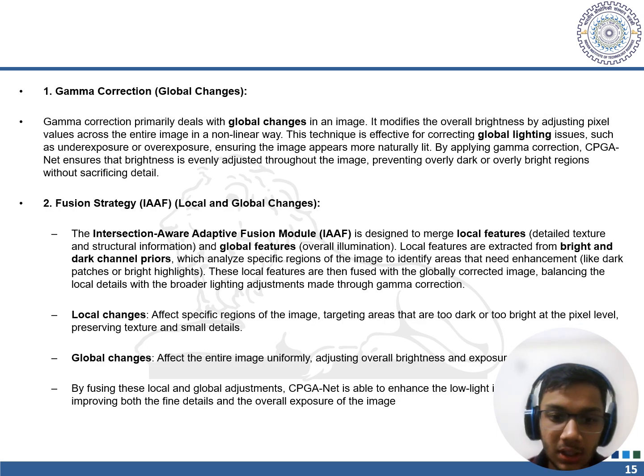Before proceeding, let's discuss gamma correction and the fusion strategy a little bit more. Basically, gamma correction deals with global changes in the image. It modifies the overall brightness by adjusting pixel values across the entire image in a non-linear way. This technique is effective in correcting global lighting issues such as inadequate exposure or dark images. Going further, about the fusion strategies, local and global changes, we have already discussed in the spatial domain analysis. This is the same. Let's move on to the next slide.